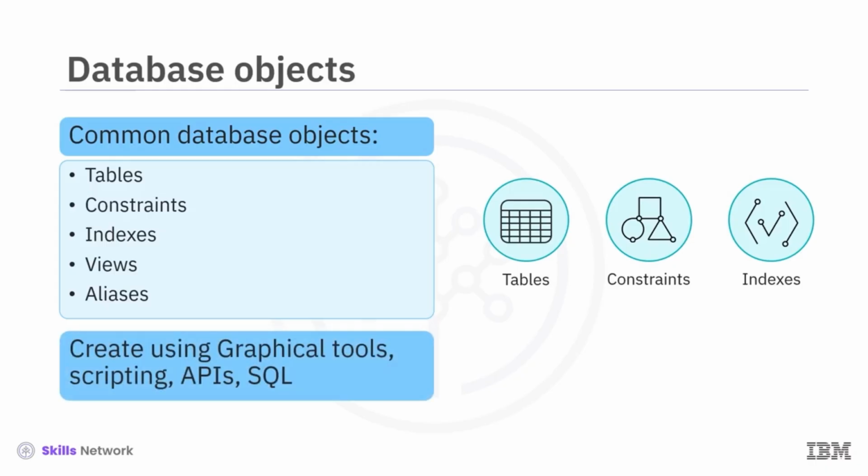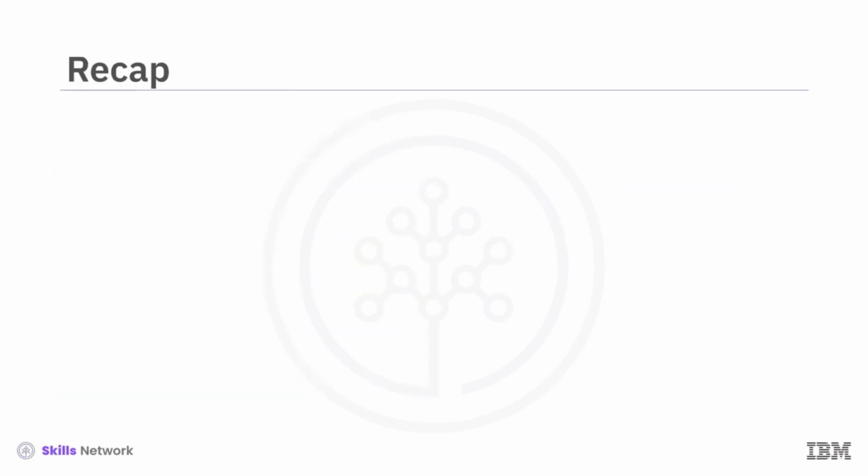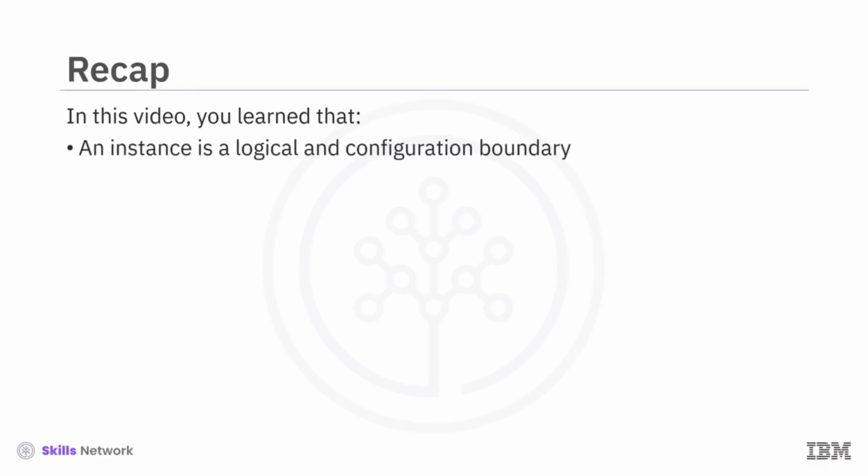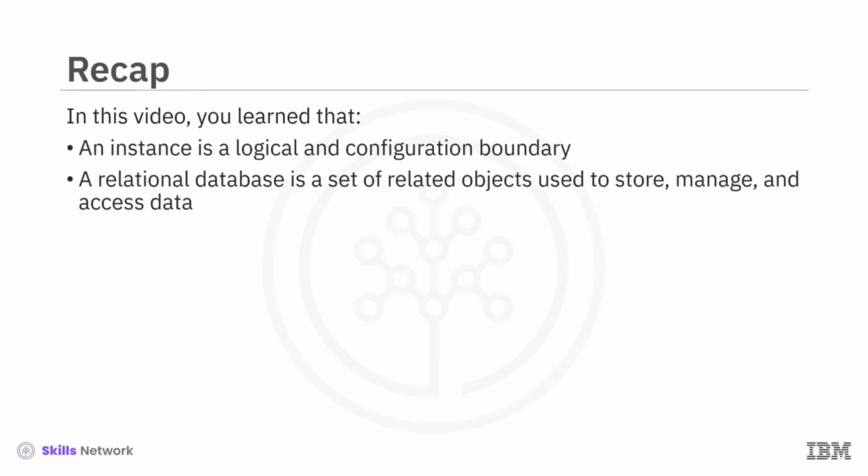You can create and manage database objects through graphical database management tools, scripting, or accessing the database through an API. If you are using SQL to create or manage the object, you will use data definition language statements like create or alter. In this video, you learn that an instance is a logical and configuration boundary. A relational database is a set of related objects used to store, manage, and access data.